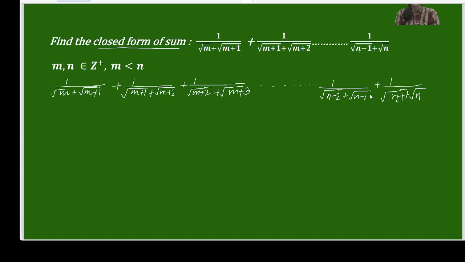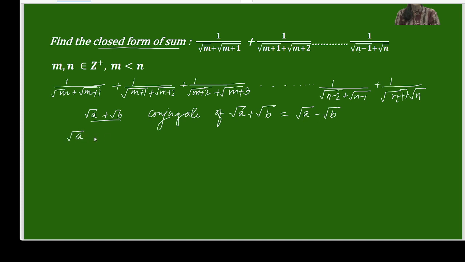This question can be solved only by rationalization, rationalization of the denominator. So what is rationalization? Rationalization means if there is an irrational number in the denominator, we can make it into a rational number. I am giving an example. Suppose square root of a plus square root of b, its conjugate is square root of a minus square root of b.